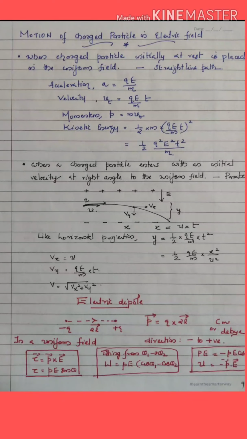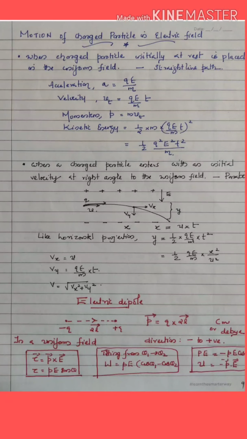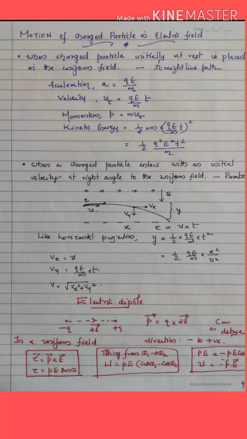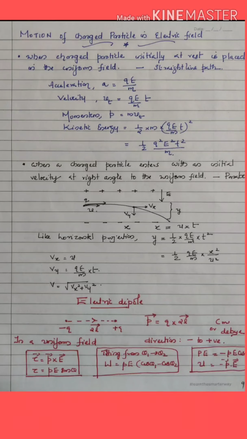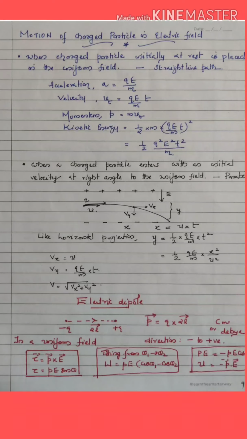Look, the motion of a charged particle in an electric field. Two situations are there: it moves in a straight line path and in a parabolic path. The straight line path is when the charged particle is initially at rest. Keep in mind, by using Newton's second law, m into a is equal to qE, from that you can easily find the acceleration. How can we find the velocity? v equal to u plus at. The initial velocity is 0, and hence the velocity after a time t is qE by m into t. From that you can easily find the momentum and the kinetic energy by using the basic equations.